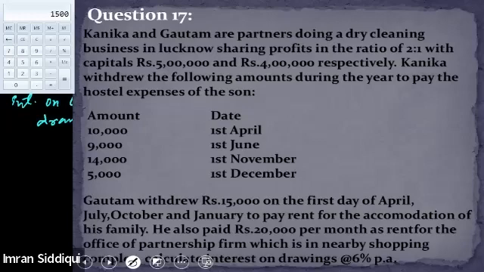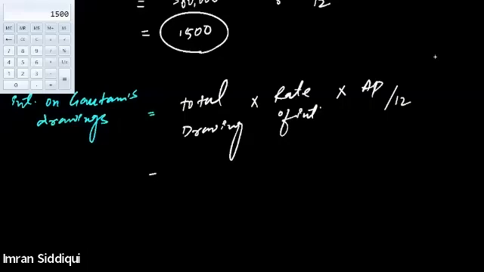Now look at the question. Gautam will draw 15,000 on 1st of April, October, January. That means he will draw 4 times in the year. So 15,000 into 4 to find out the total drawing made by him, into the rate of interest. The rate of interest applicable is 6%.